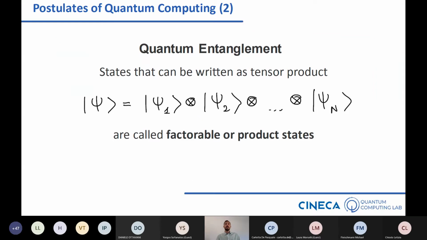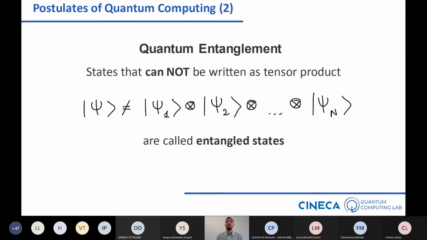What is the consequence of this? You can have two kinds of states. States that can be written as tensor products, where you can separate all the states associated with the single qubits, are called factorable product states. And there are also states that you cannot write in this way, and these are typically called entangled states. There is no way you can manipulate the state and write it in this way.